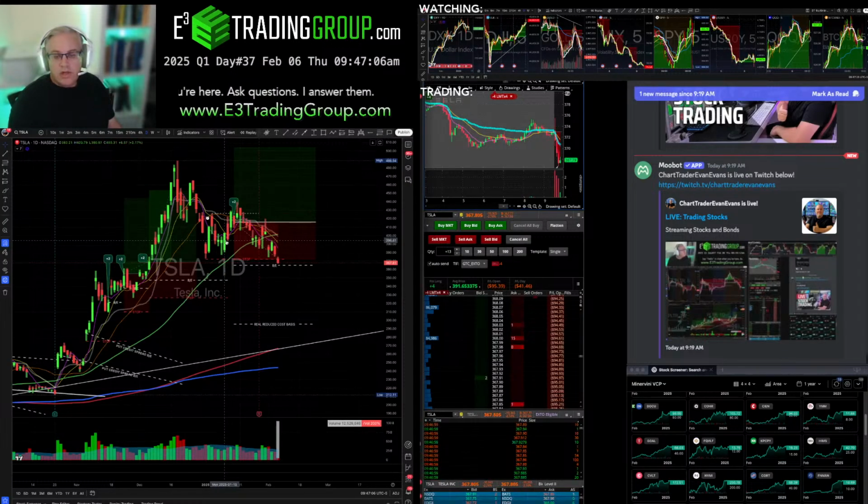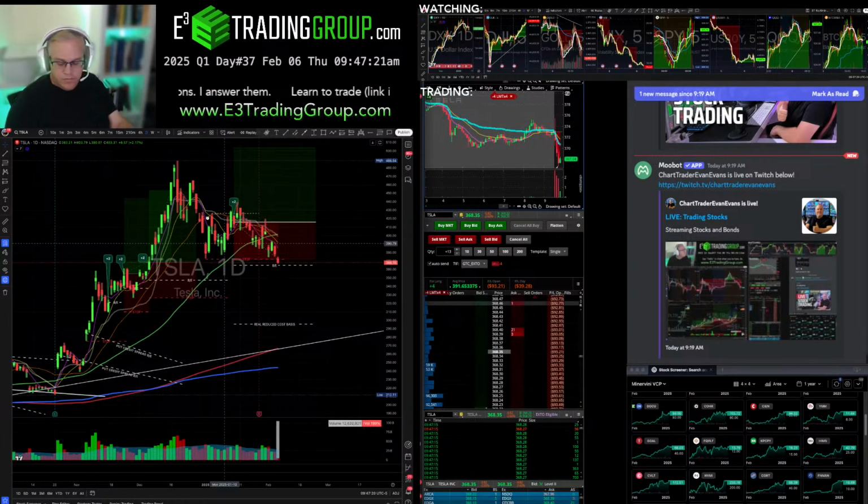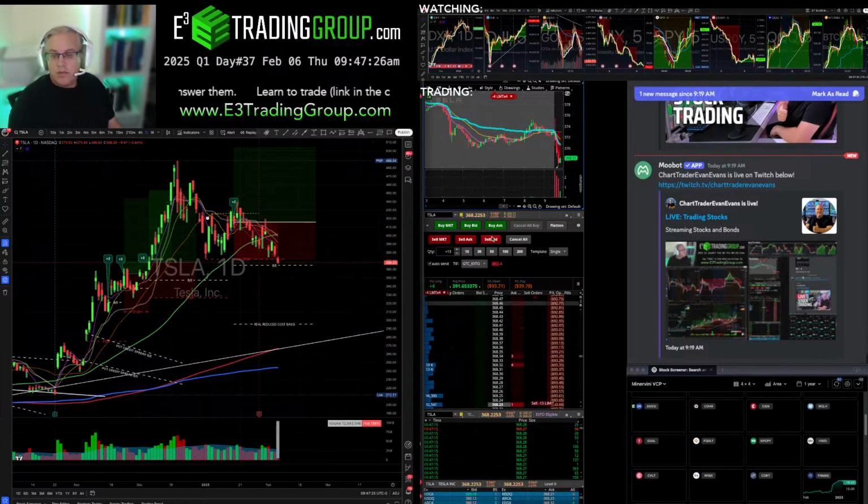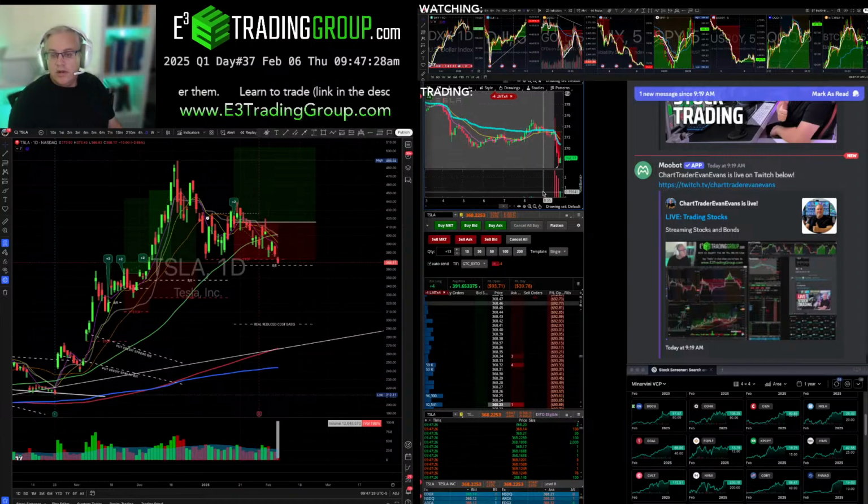Just double checking. 391. I have 13 shares. Yeah, I'm supposed to stop out on Tesla here. I will stop out if it breaks a lower low than this, but so far it looks bad. Looks like Tesla's going to bleed.